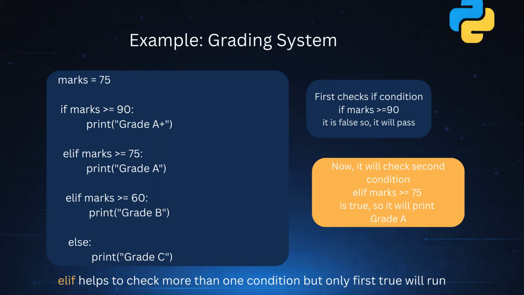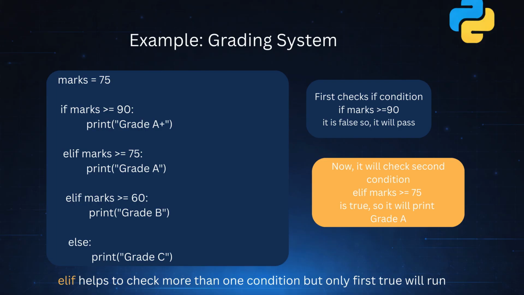Now let's understand conditional statements with a grading system example. First, we store the marks in a variable. Here, the value of marks is 75. Next, the program checks conditions one by one. If the marks are greater than or equal to 90, the program prints grade A+.